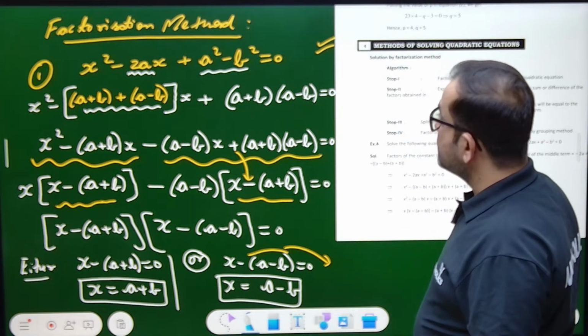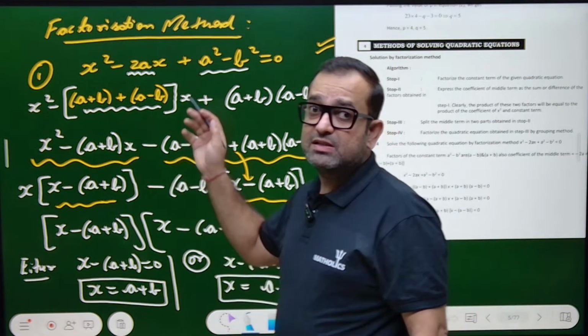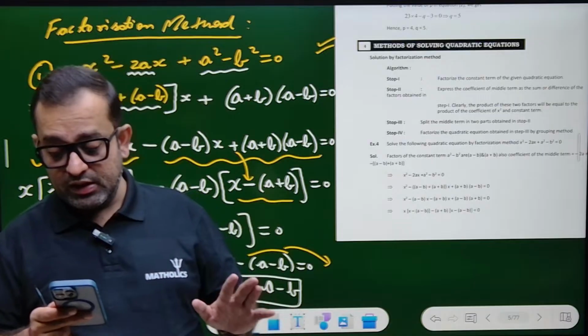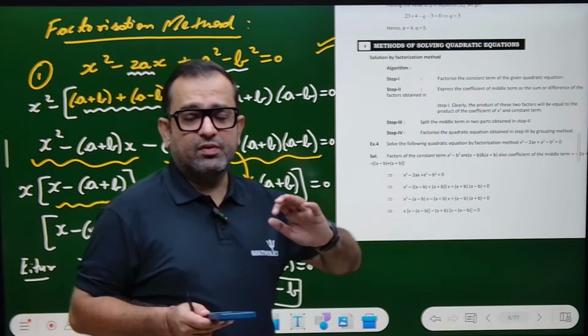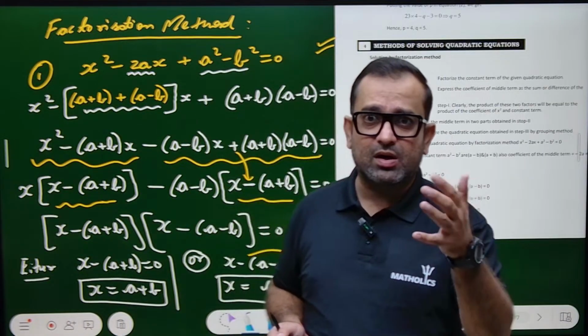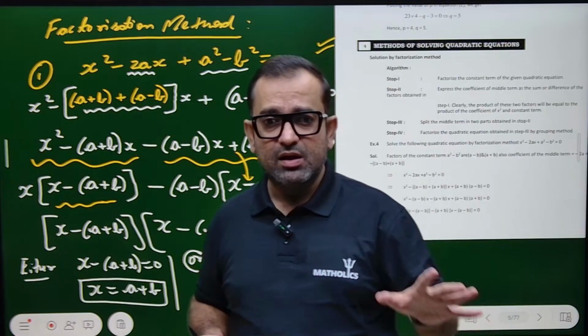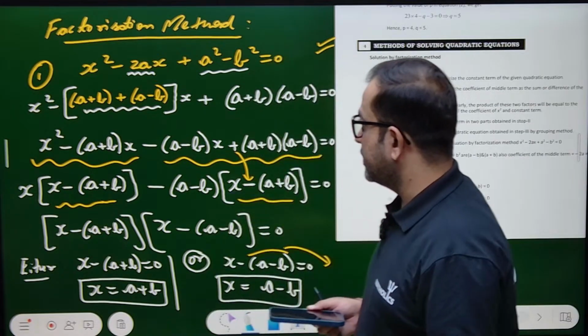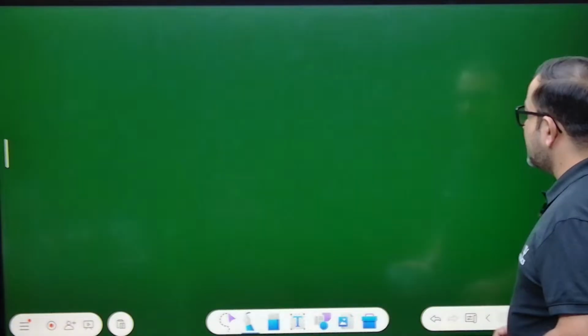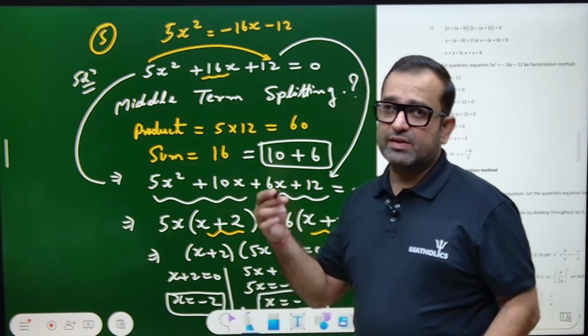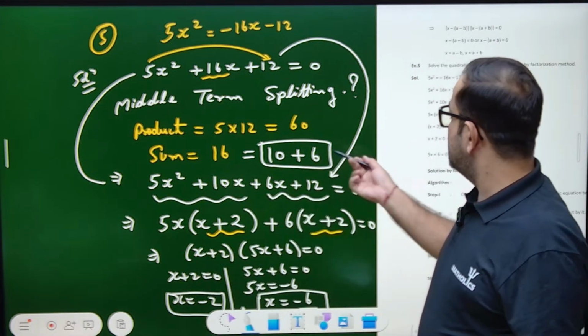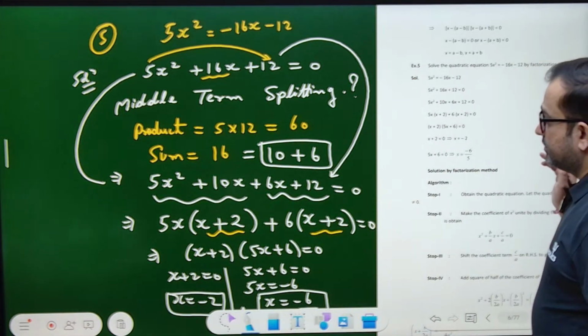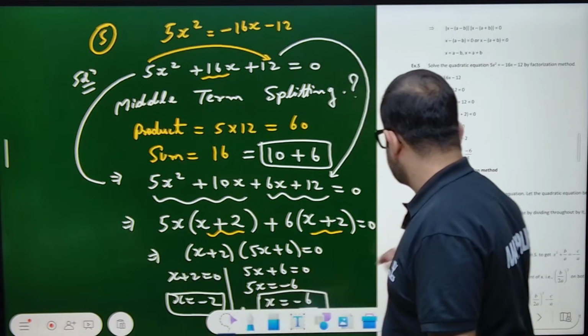Another type is methods of solving quadratic equation. First one is factorization method, very important. I guess most of you have the experience of how to solve a quadratic equation using middle term splitting. Middle term splitting is very important. Now we'll be solving 2-3 more examples based on splitting the middle term. First one, I guess I had solved already earlier.